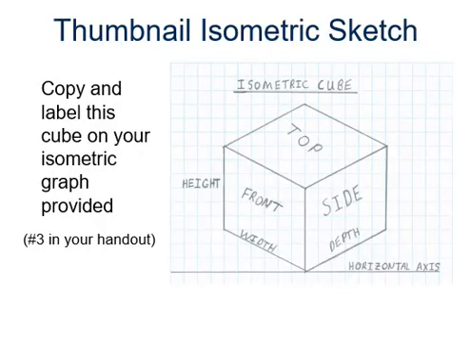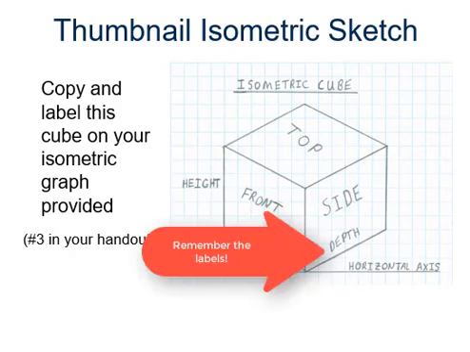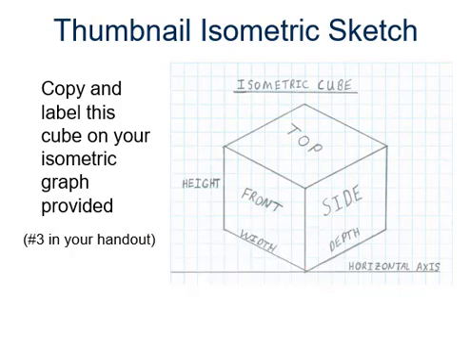A thumbnail isometric sketch. I want you to go ahead and copy this onto your handout in the space provided. Make sure that you label the cube, and at this point I'd like to see clean edges, so you will use your straight rule for creating the lines of the cube.